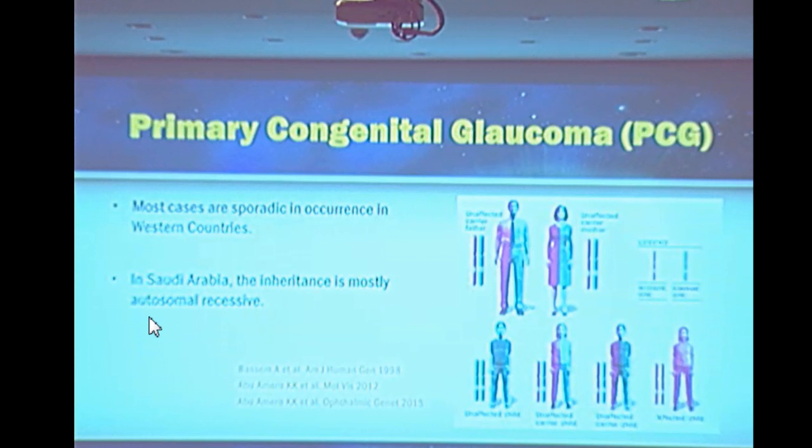LTBB2 hasn't been reported as far as I know here, but it's been reported somewhere else. So it is autosomal recessive in our area, and the gene responsible among the genes discovered up to now is CYP1B1. Being autosomal recessive, the disease is more severe in our population with this type of inheritance.